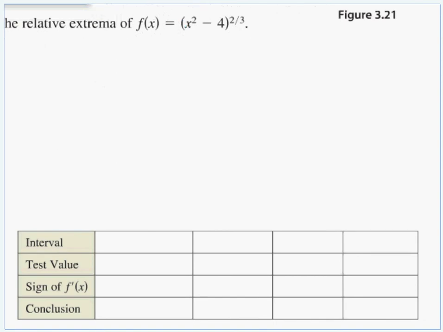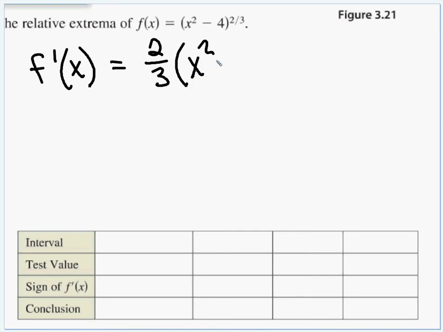So let's take our derivative, f prime. This looks like a little chain rule. Bring the exponent down front, 2/3. We have our inner quantity unchanged. New exponent one power lower, negative 1/3. Chain rule needs satisfied, so we will derive the inner function here and get a 2x.